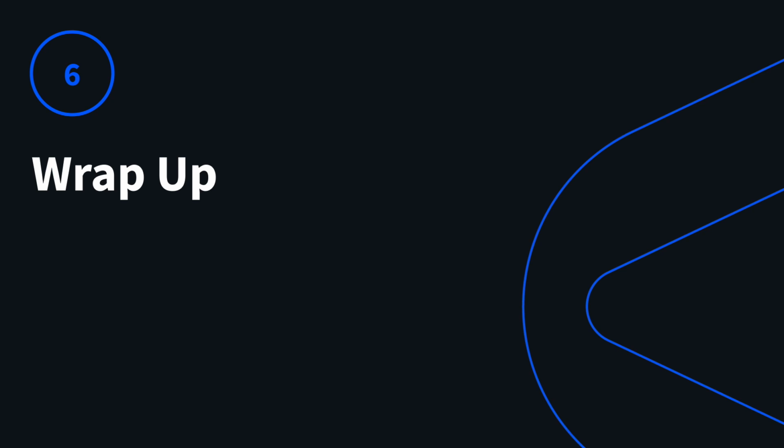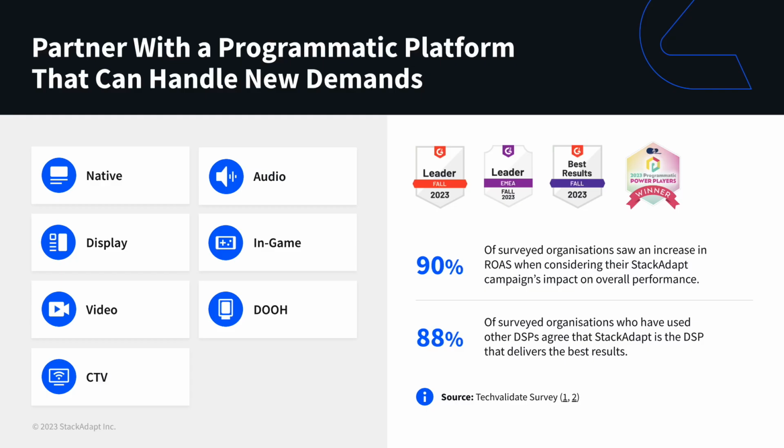To wrap up, what we want you to take away from this webinar is that programmatic is a platform that can handle multiple demands and multiple channels. For instance, you can run native, audio, display, in-game videos, digital out-of-home, connected TV, all from one single platform access. Our platform has also been voted #1 DSP in G2.